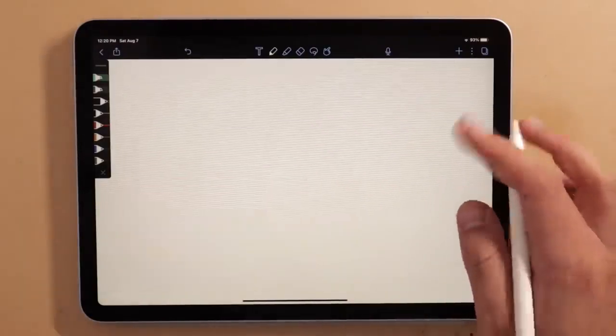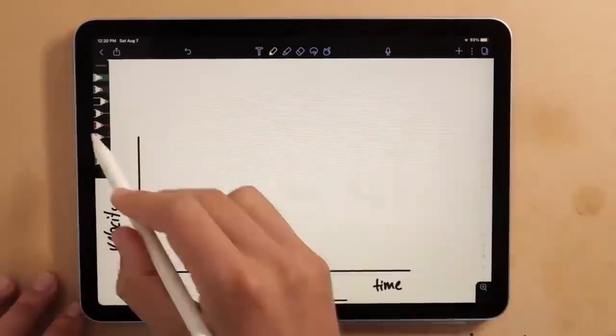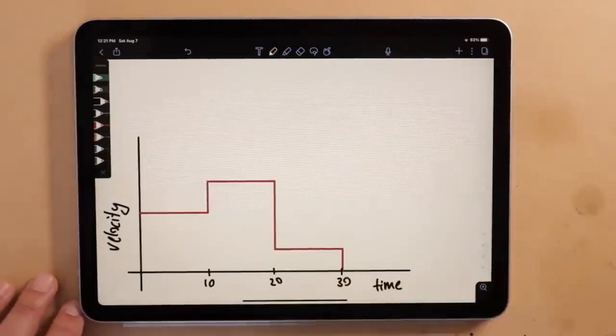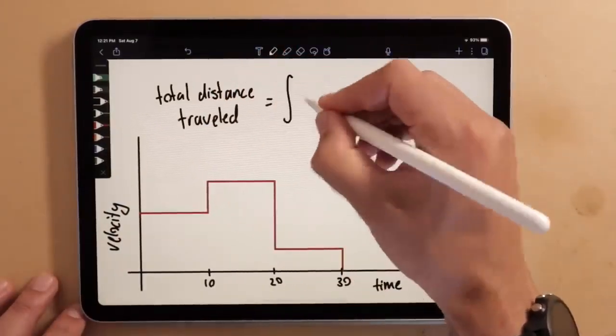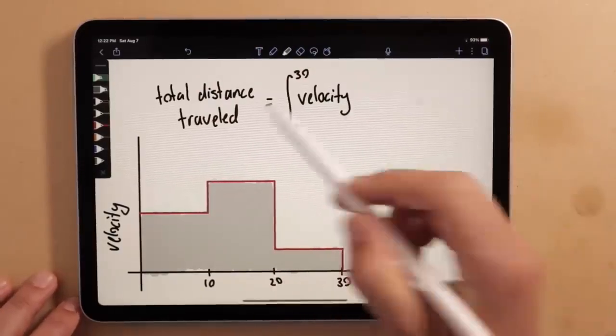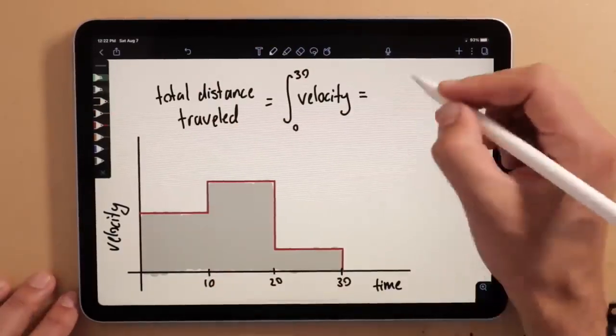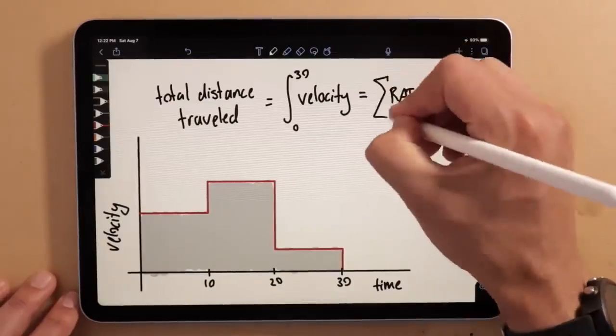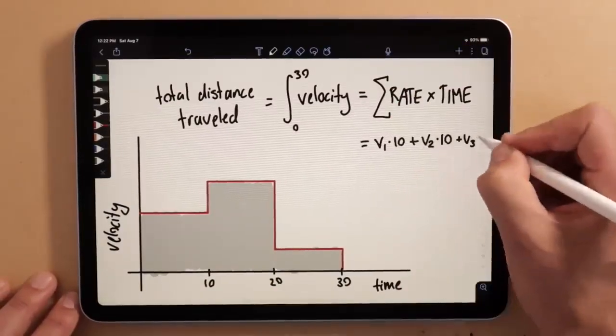This holds true for any velocity function. Imagine that our car traveled at 3 different speeds over the course of 30 seconds. The total distance traveled is still the integral of velocity, or the area underneath the curve. But now, instead of one simple rate times time calculation, the answer is actually a sum of 3 different rate times time calculations.